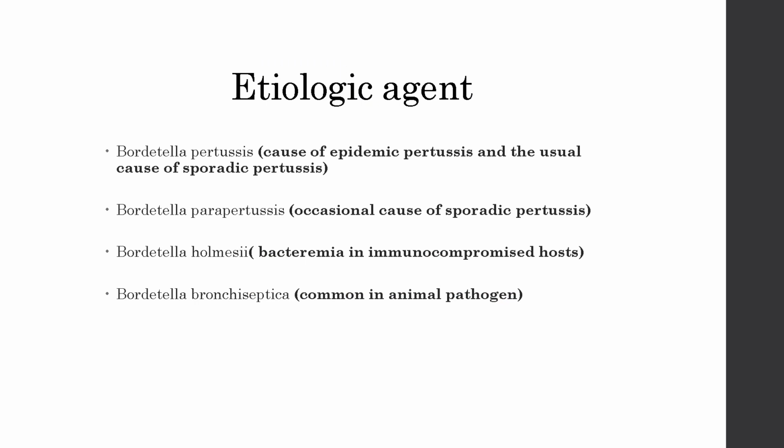Etiological agent: Bordetella pertussis, cause of epidemic pertussis and the usual cause of sporadic pertussis. Bordetella parapertussis is the occasional cause of sporadic pertussis. Bordetella holmesii causes bacteremia in immunocompromised hosts. Bordetella bronchiseptica is a common animal pathogen.